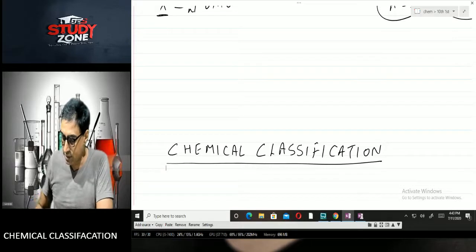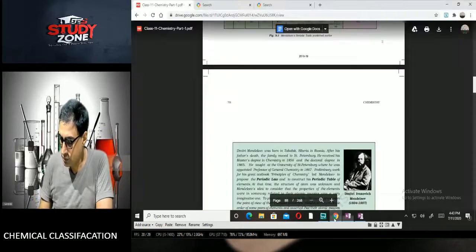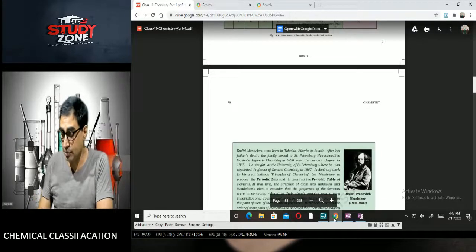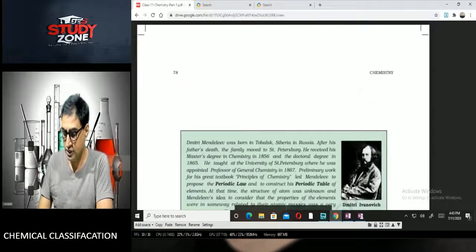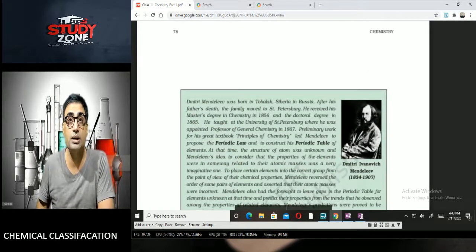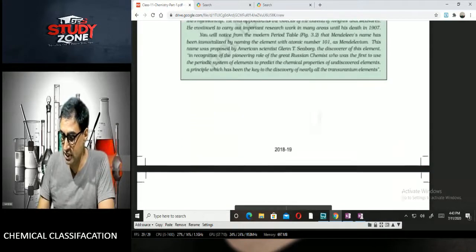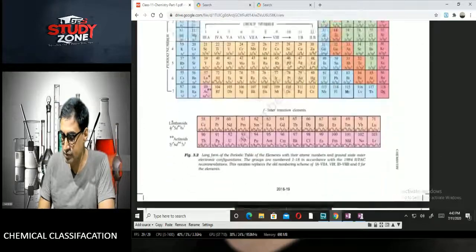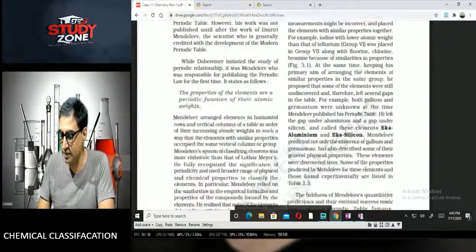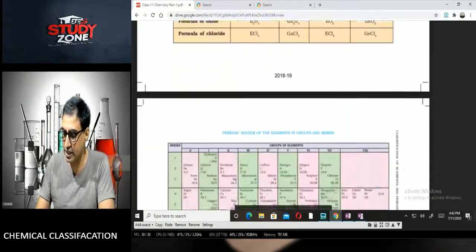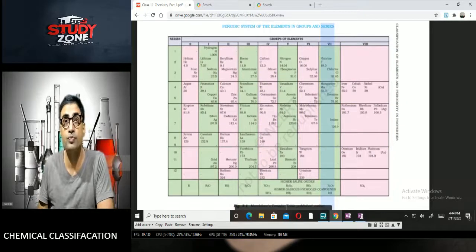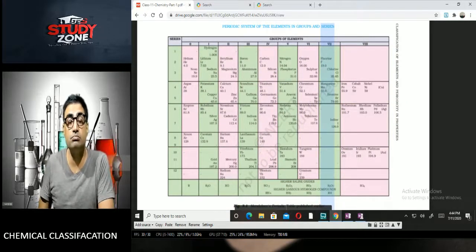According to Mendeleev's periodic law, all chemical and physical properties exhibited by an element are the periodic function of their atomic masses. Based on that, we studied about Mendeleev's periodic table. This is a layout of Mendeleev's periodic table. You learned about the merits and demerits of Mendeleev's periodic table.